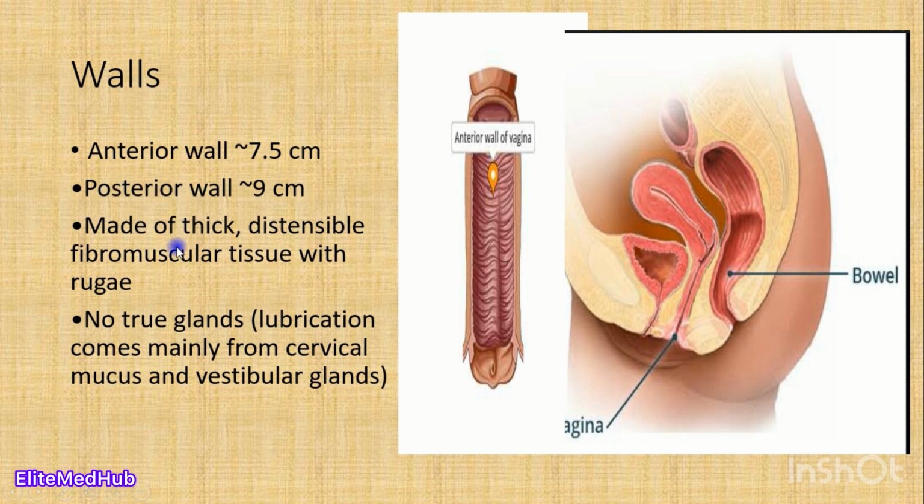Then it is made of thick distensible fibromuscular tissue with rugae. This is what is called rugae. These folds you see around here, though this is the anterior wall of the vagina, but in the posterior wall of the vagina, you expect to see such folds. They are known as the rugae. So the vagina has no true glands. Lubrication comes mainly from the cervical mucus and the vestibular glands, which is a topic we'll discuss some other time.